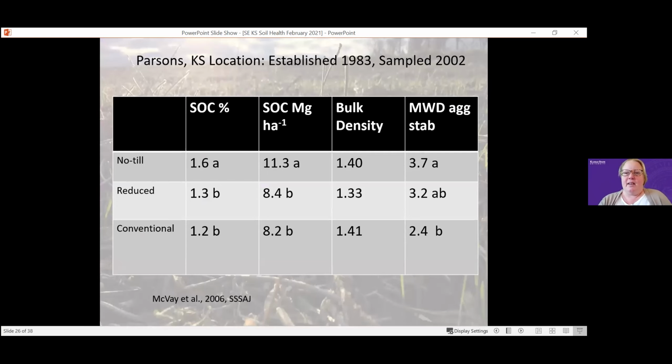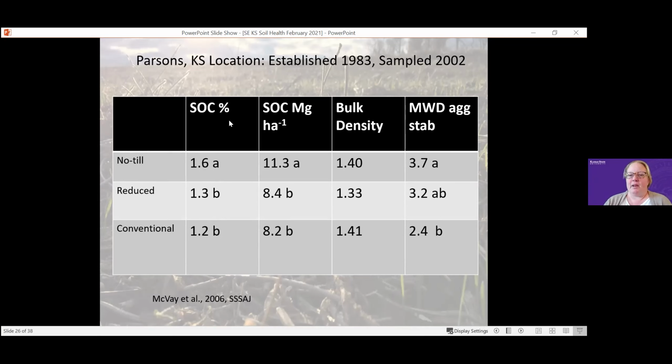This was a study done at Parsons in far southeast Kansas, established in 1983 and sampled in 2002. They were comparing 3 different systems: no-till, reduced, and conventional. And they found soil organic carbon, and if you want soil organic matter, you multiply that number by 1.7. No-till was about 1.6% versus reduced and conventional till at 1.3 and 1.2%.